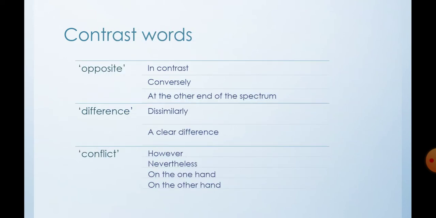Now let's take a look at some different categories of these contrasting words. For opposite transition words or phrases, you can use in contrast, conversely, or at the other end of the spectrum. Then for different transition words or phrases, you can use dissimilarly or a clear difference. Moreover, you can use however, nevertheless, on the one hand or on the other hand for conflict transition words or phrases.